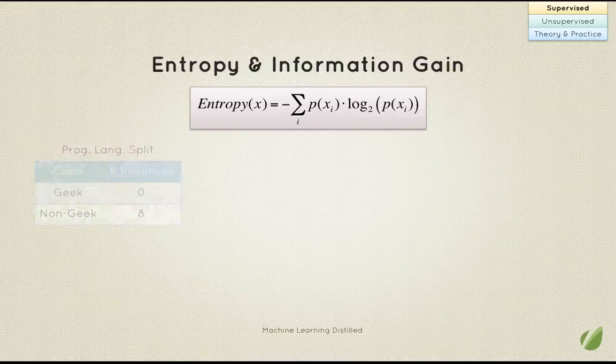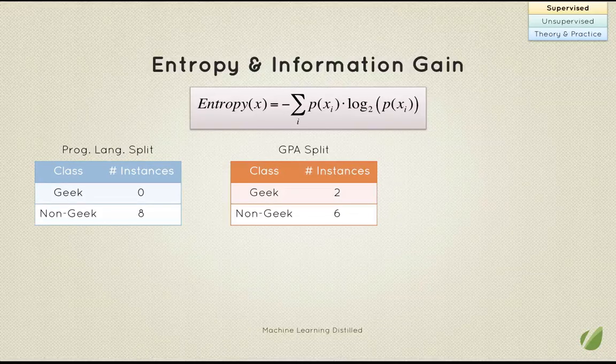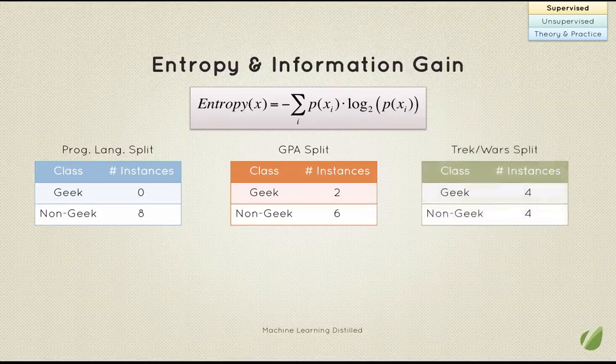Let's consider the data. The first split is if the number of programming languages is 0. You can see in this case 0 of the geeks match that rule and 8 of the non-geeks match that rule. If we split based on GPA, if GPA is, say, less than 3.6, the geeks, we have 2 instances that match that rule, the non-geek 6. And if we split on whether they prefer Star Trek, that's split right down the middle, 4 geek, 4 non-geek.